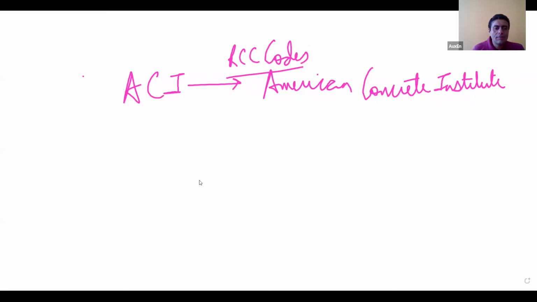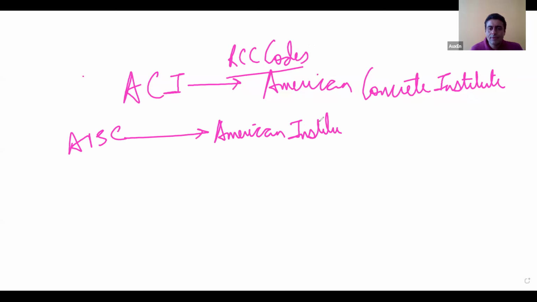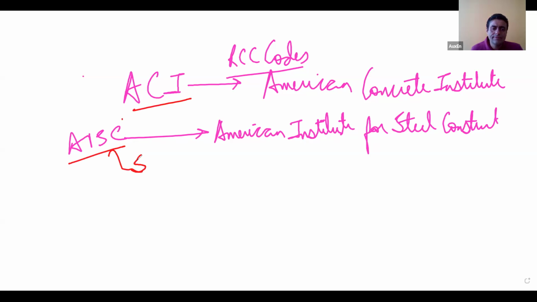Then there is another body called the AISC. What is its full form? AISC is the American Institute for Steel Construction. So all the structural steel based codes will be published by the AISC. Is that clear?